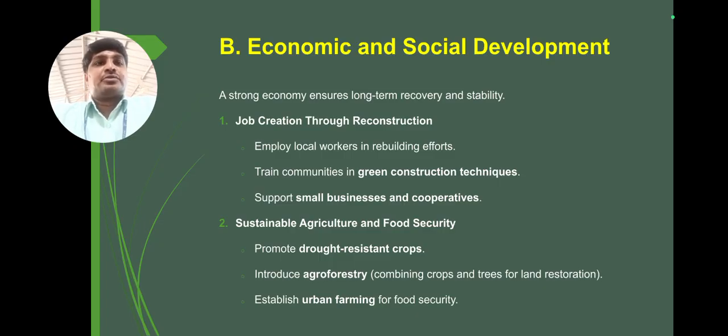And coming to sustainable agriculture and food security, that is also very necessary, because we should promote drought resistant crops and introduce agroforestry, like combining crops and trees for land restoration. So the combination of crops and trees is very essential. Crops will give the food items, and trees will also cause the coming of rains. So establishment of urban farming for food security also grows the economic and social development.